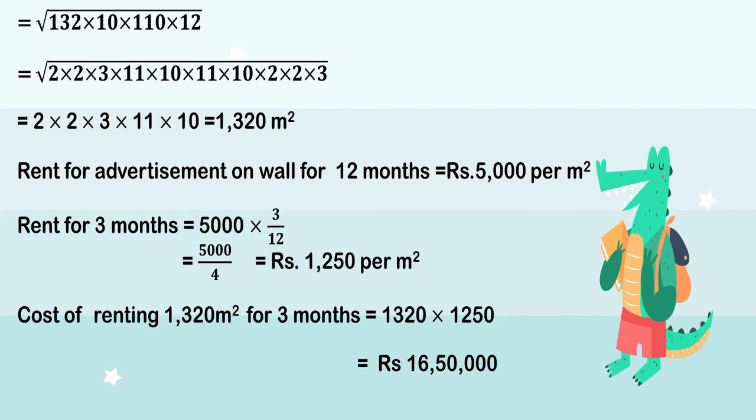But what is my actual area? The actual area of the triangular wall is 1320 meter square. So now I will multiply this area with the price per meter square given to me. So my answer will be rupees 16 lakhs 50,000. Okay, this is the answer. This is the cost for advertisement.